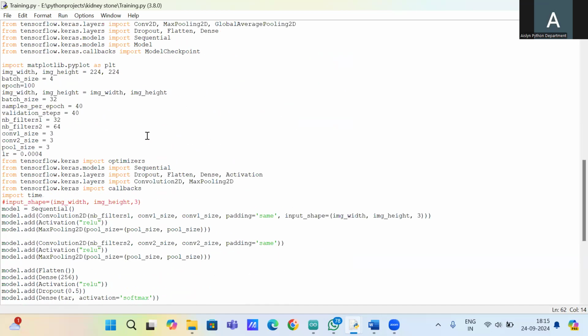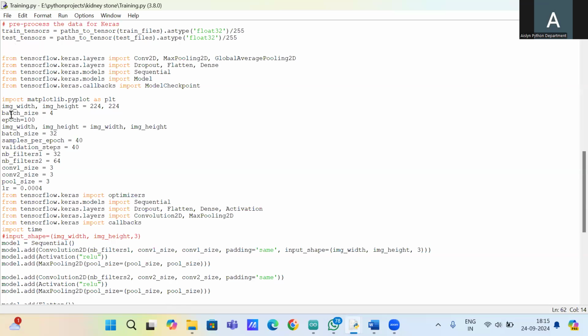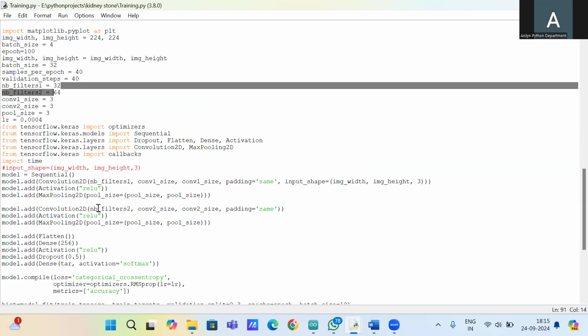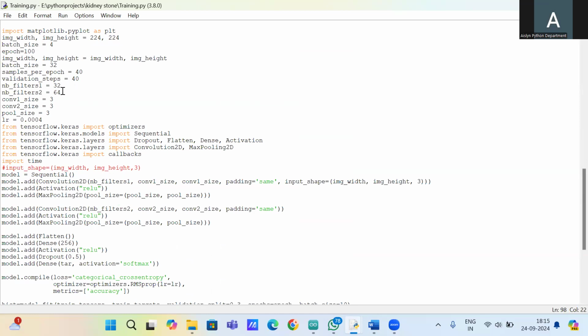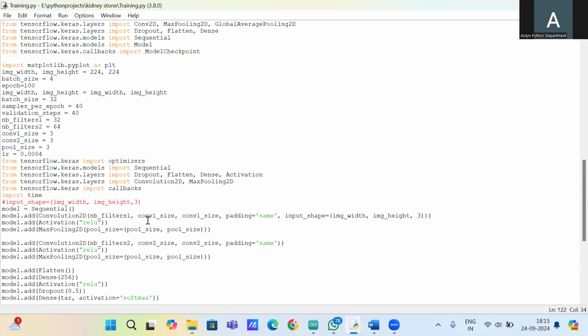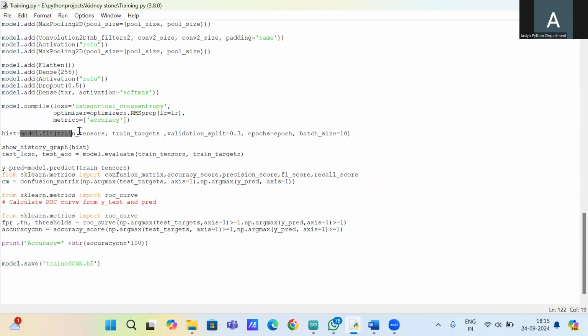After this, your model will be composed. This is your model, and these are the hyperparameters that will be given to your model. And here I have used first 32 layers, and then we have used 64 layers. So the image will be extracted with 32 layers, 32 pictures, and then 64 pictures for all the images. And your model will be compiled, and you give train tensors and train targets. What you have given here will be used here. So we are fitting the model to the training values.